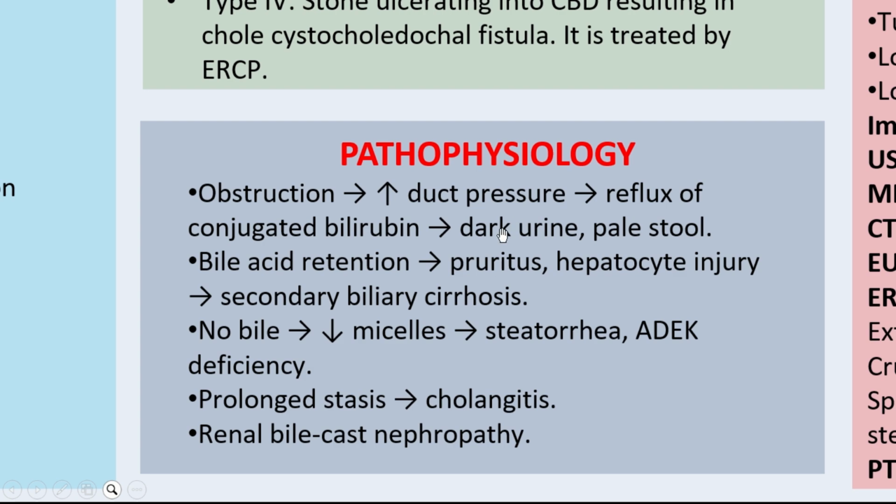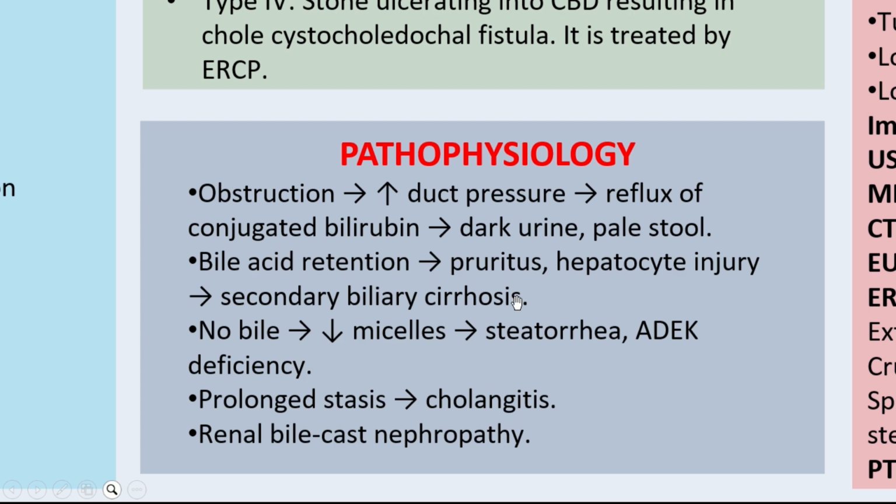Then when we are not excreting this bile acid, we're going to have bile acid retention, and then bile acid is retained into the bloodstream, you're going to have a pruritus because of its deposition of these bile salts on the skin. And also this bile acid is going to go back into the hepatocytes, and because of its irritative nature, we're going to have inflammation and then cirrhosis. So we can have secondary biliary cirrhosis.